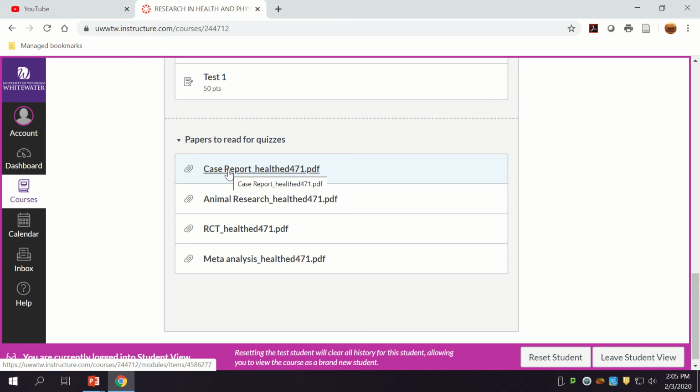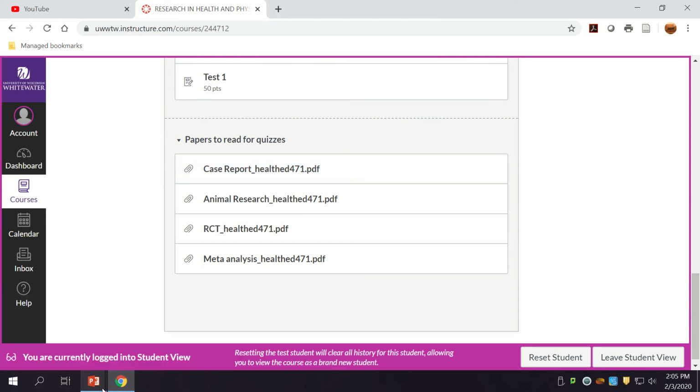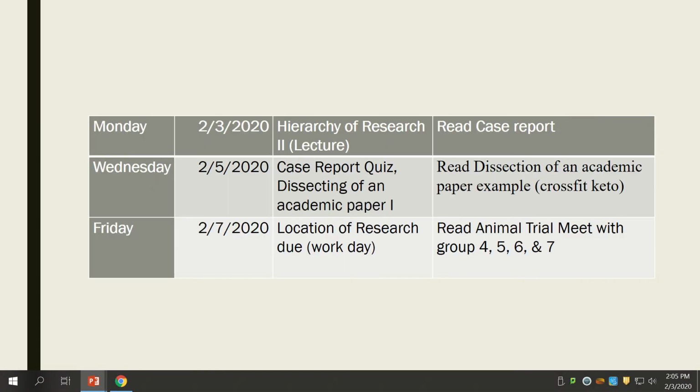All good with this? Has anyone opened these yet? You have? Okay, and you can open them? Perfect. Cool. Awesome. So make sure to do all of that, everybody. Good stuff. Any questions about what's coming up? No? All right, cool.